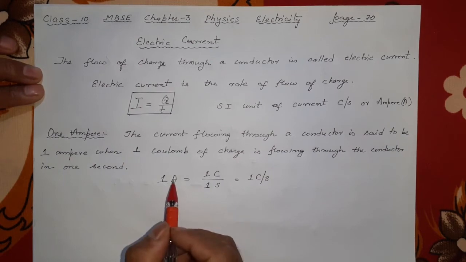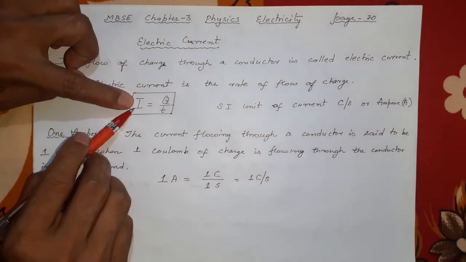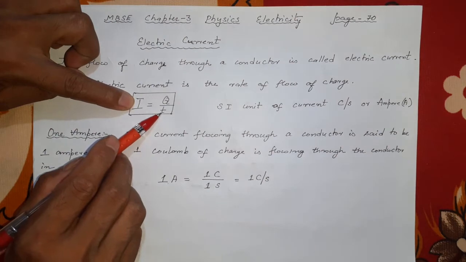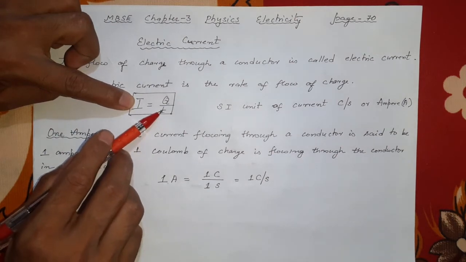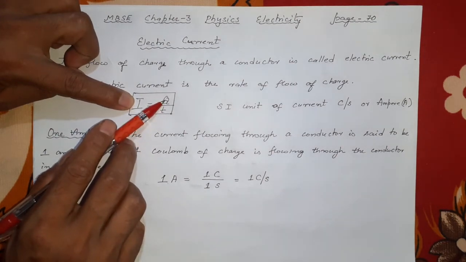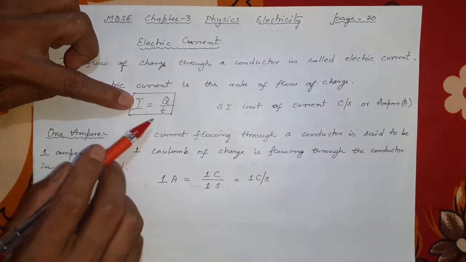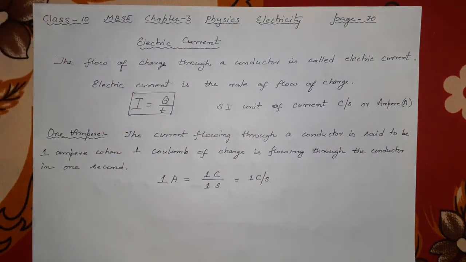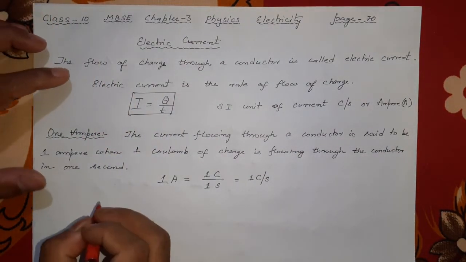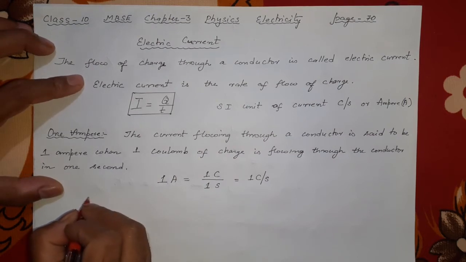What is 1 ampere? Look at it again. Whenever charge is 1 and the time is 1 at the same time, for 1 second if you make 1 coulomb of charge flow, then you can say that 1 ampere current is flowing. Very simple. Now another thing is, what is it that measures your current?